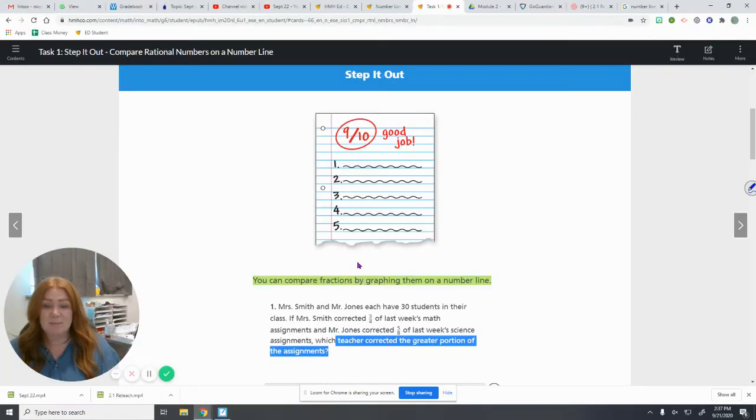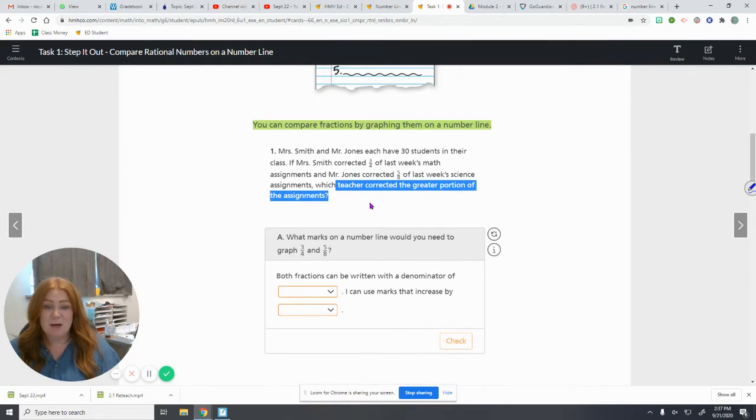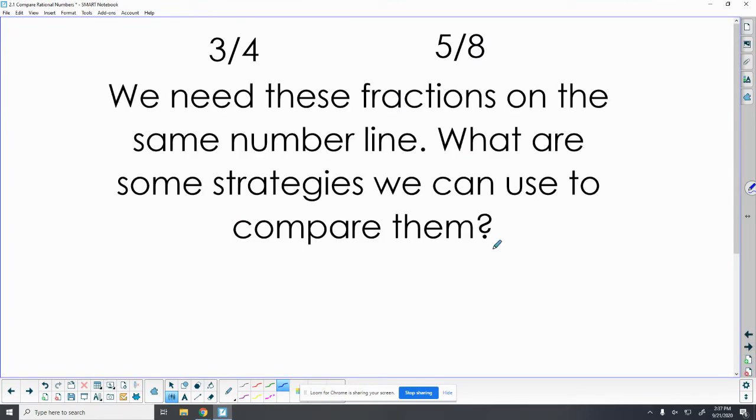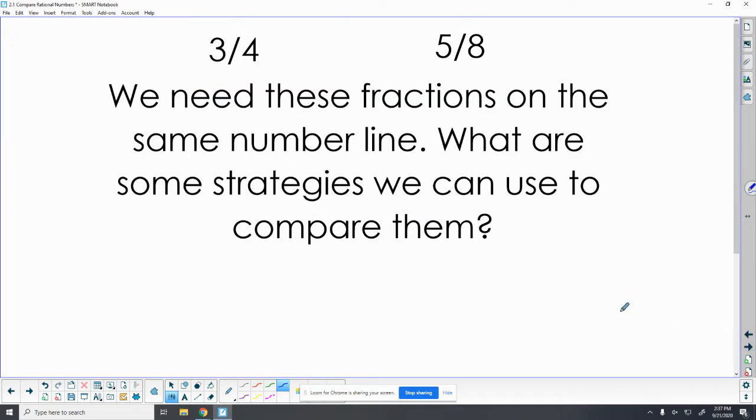So let's come back and look at that problem here. So we know Mrs. Smith has corrected more, but this first problem asks if we wanted to put them on a number line, what kind of marks would we need to put? So we want to put 3/4 and 5/8 on the same number line. So we need them on the same number line. We can see on this page back here, they had to be on different ones because they have different denominators. So I want you to think about some strategies we could use to compare these.